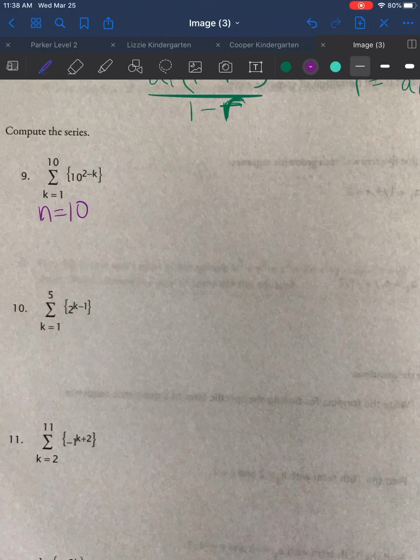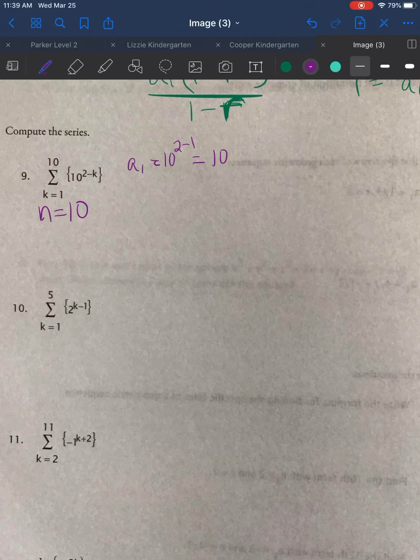Okay, our a sub 1 is the first k value we plug in. So a sub 1 we're going to find by plugging 1 in for k, because that's my first term, whatever down here it tells me my k value is. That's always my first term. So this is 10 to the 2 minus 1, which is 10 to the first power, which is just 10.